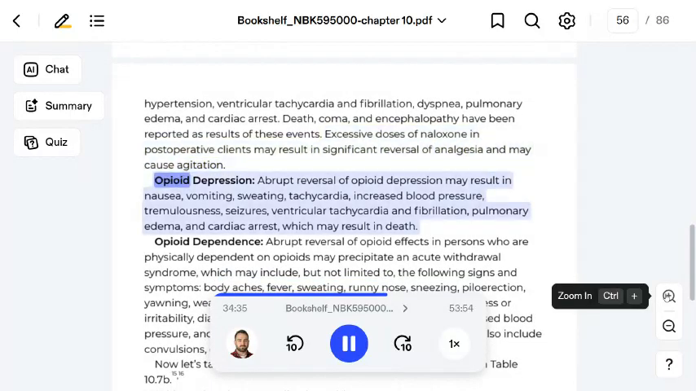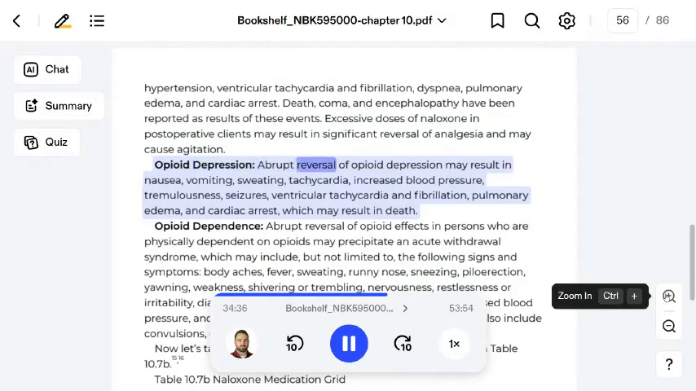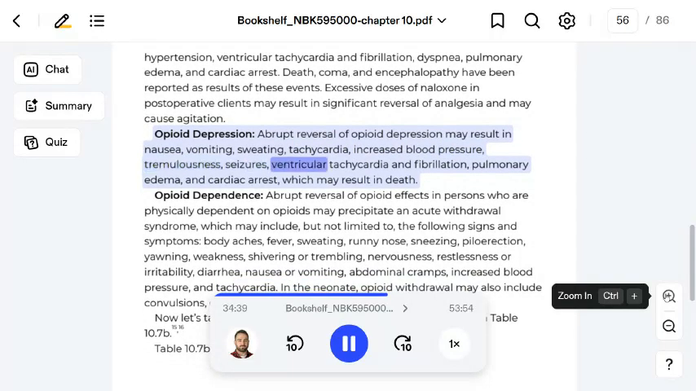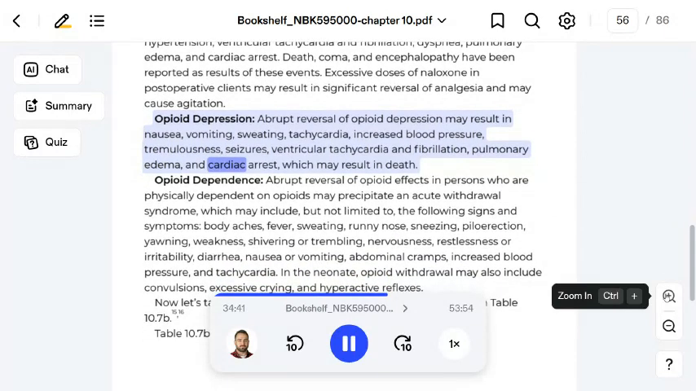Excessive doses of naloxone in postoperative clients may result in significant reversal of analgesia and may cause agitation. Opioid depression. Abrupt reversal of opioid depression may result in nausea, vomiting, sweating, tachycardia, increased blood pressure, tremulousness, seizures, ventricular tachycardia and fibrillation, pulmonary edema, and cardiac arrest, which may result in death.